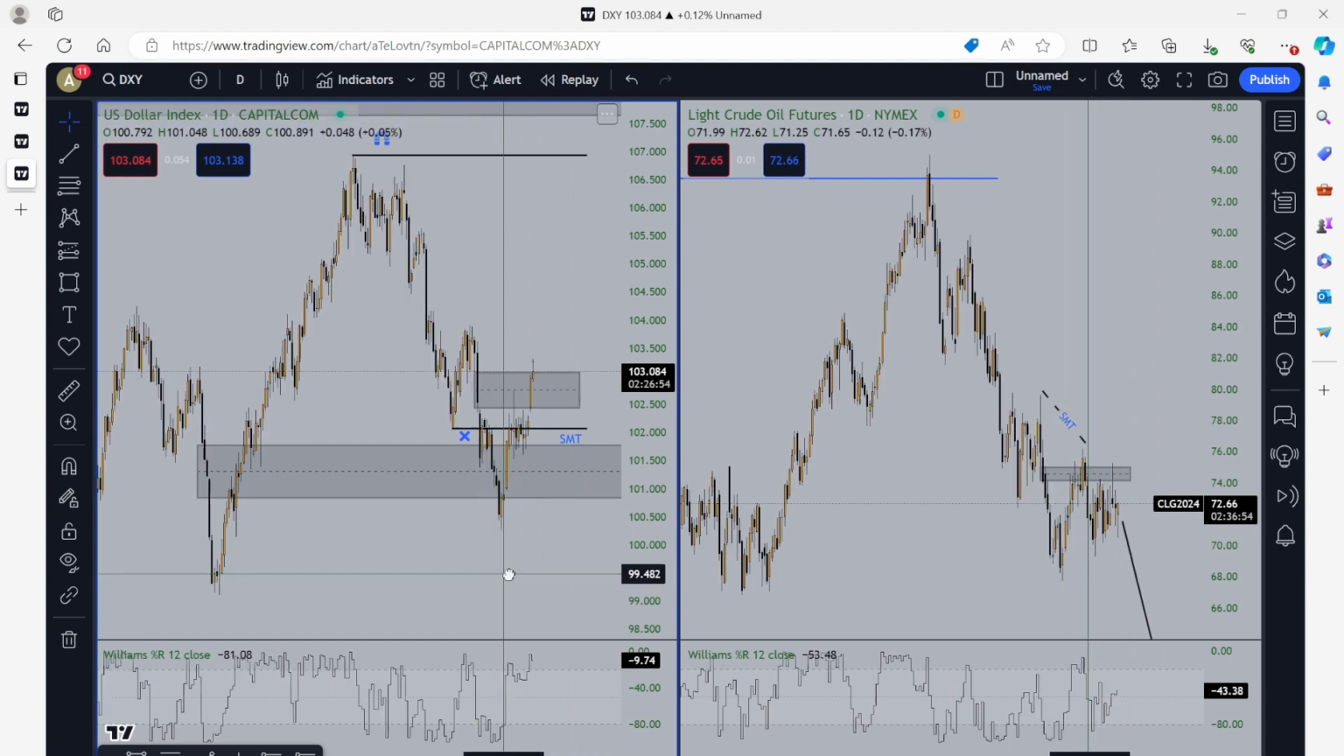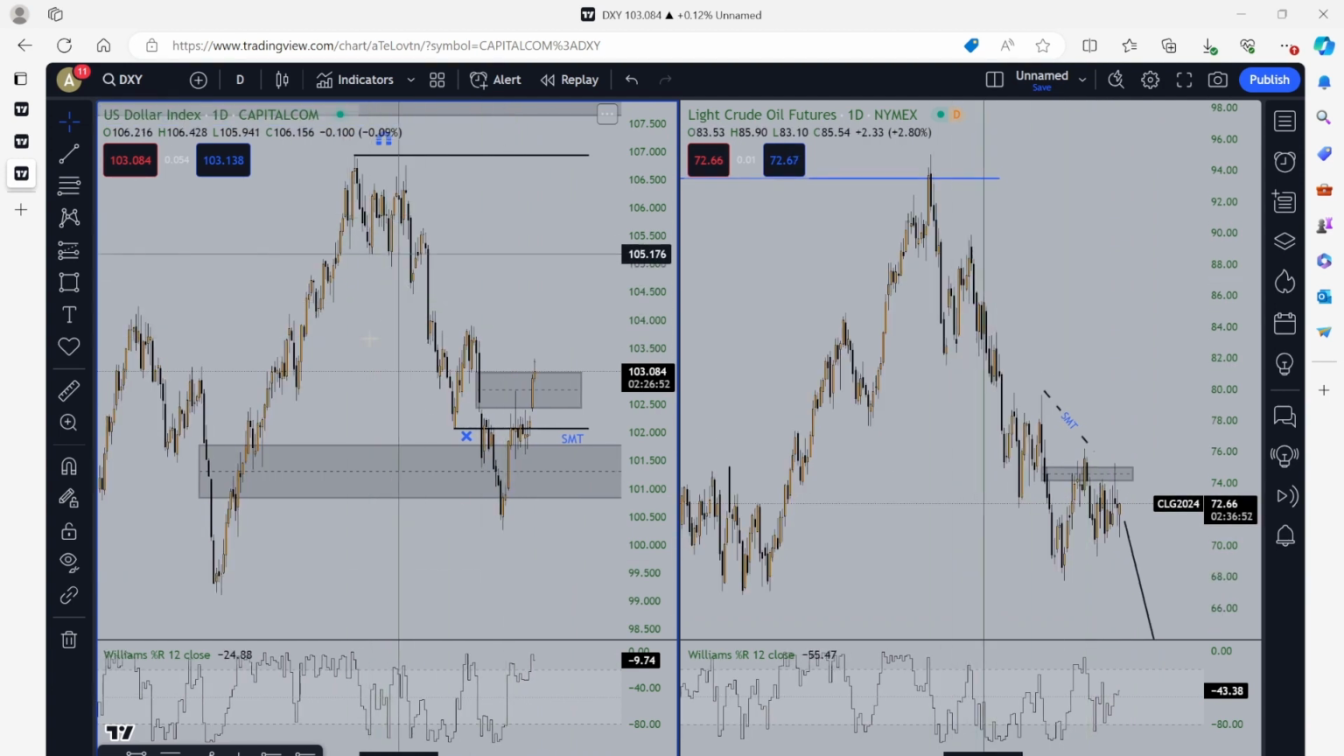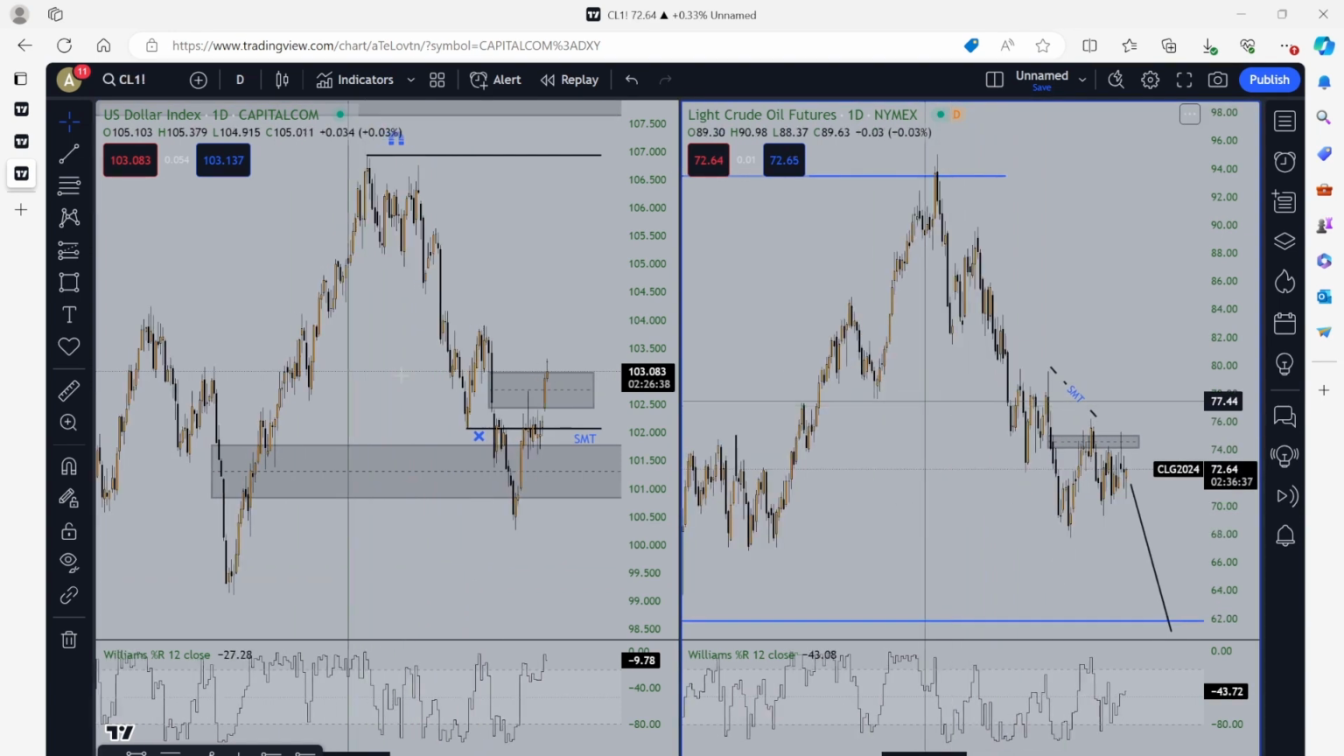Okay, and so we're just going to start off with the dollar here. And so it is very important, guys, when we're doing our macroeconomic analysis, what we want to do is bring in other asset classes, right? So here we're going to be looking at oil paired with the dollar.